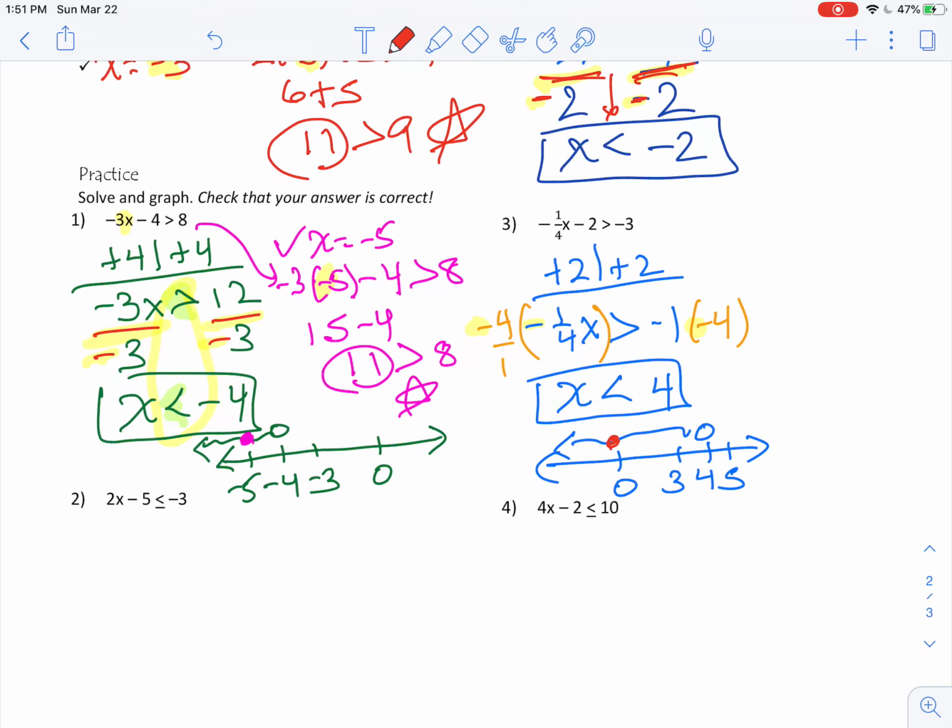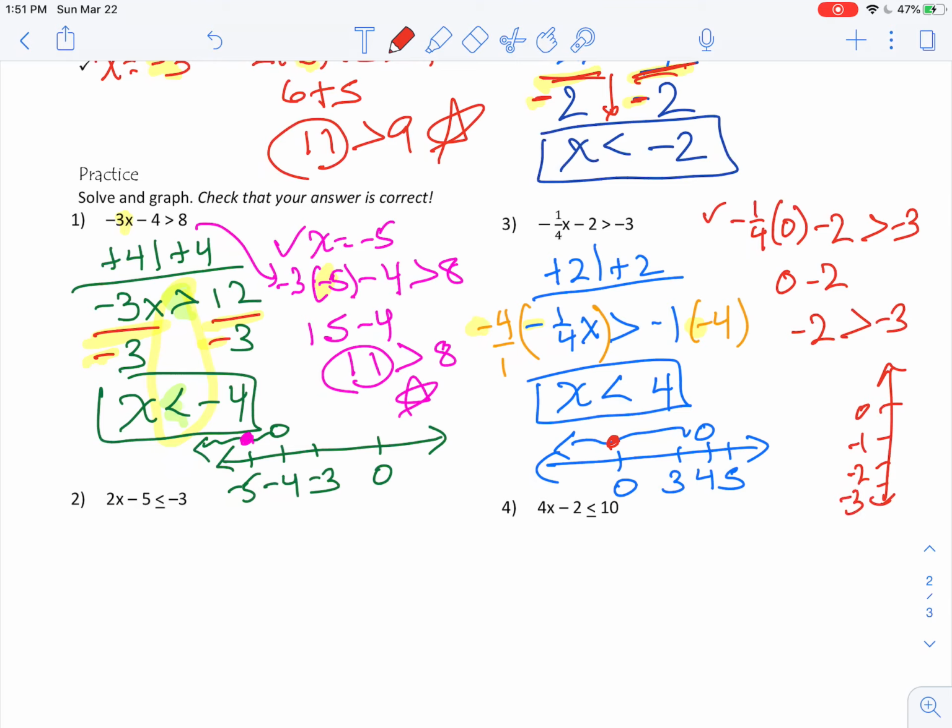All right, we're going to check. I always like to check 0 if it is part of our graph, because mathematically 0 is very, very easy to manipulate, especially since we have to take -1/4 and multiply it by that number. I don't have to worry about it because obviously that's going to be a 0. And so 0 minus 2, -2 is greater than -3. We can think about that. Here's 0, here's -1, here's -2, here's -3, and sure enough, -2 is higher than -3, and so we're good to go.